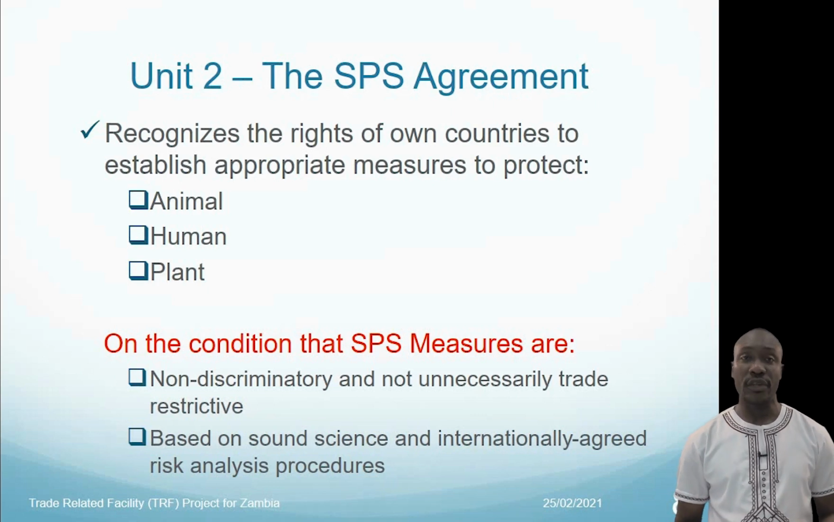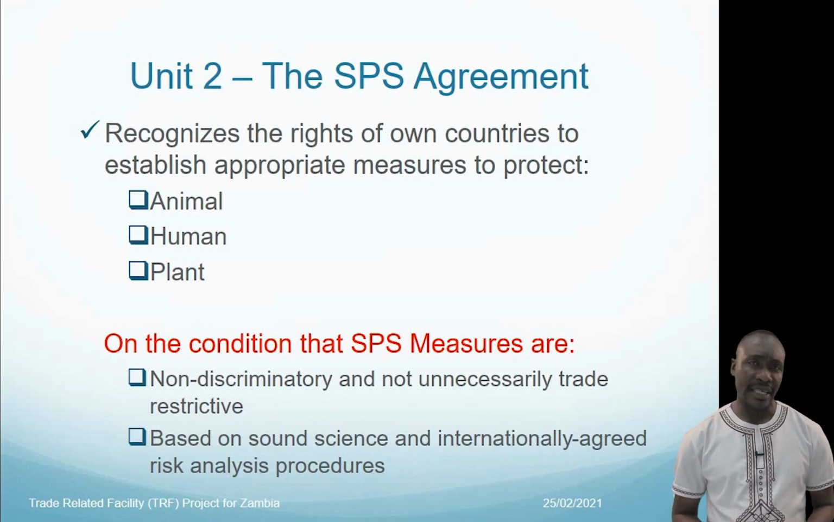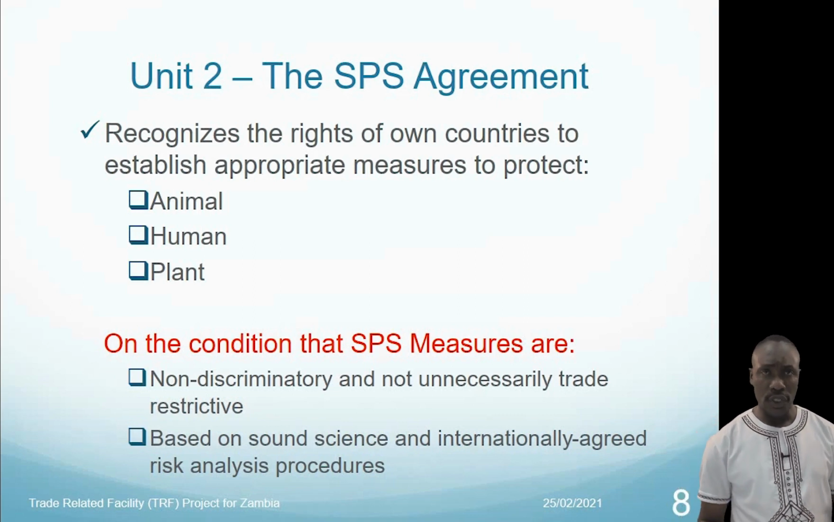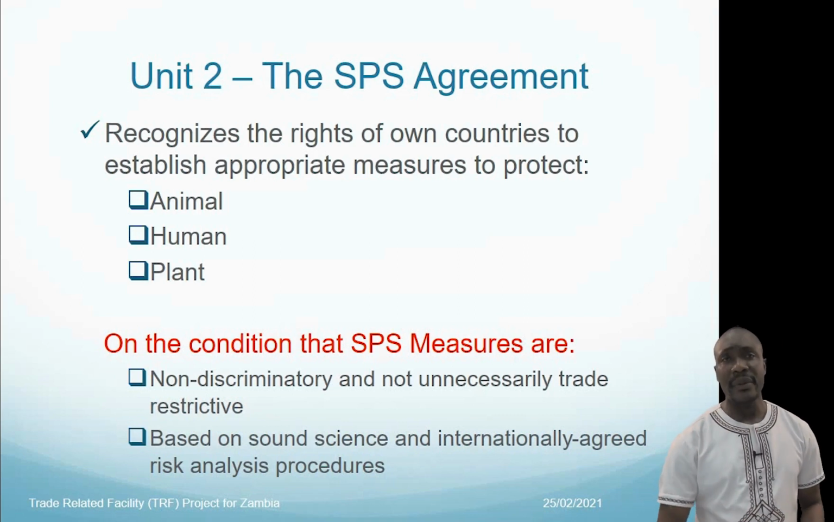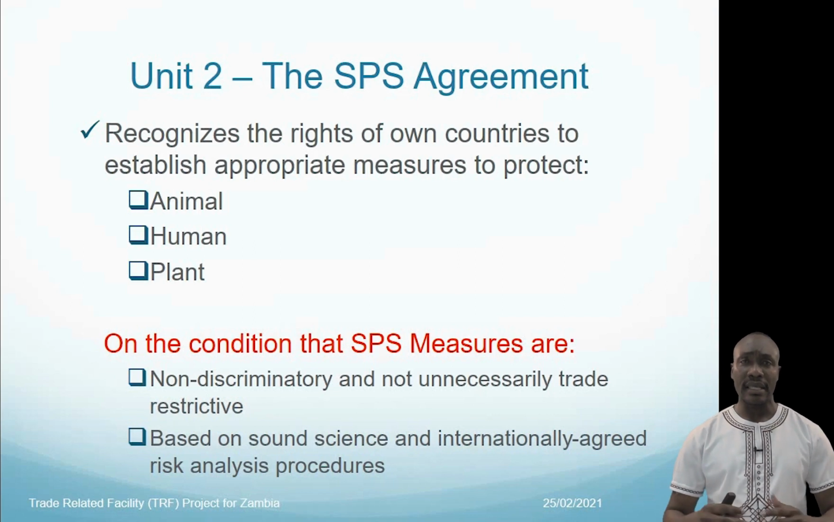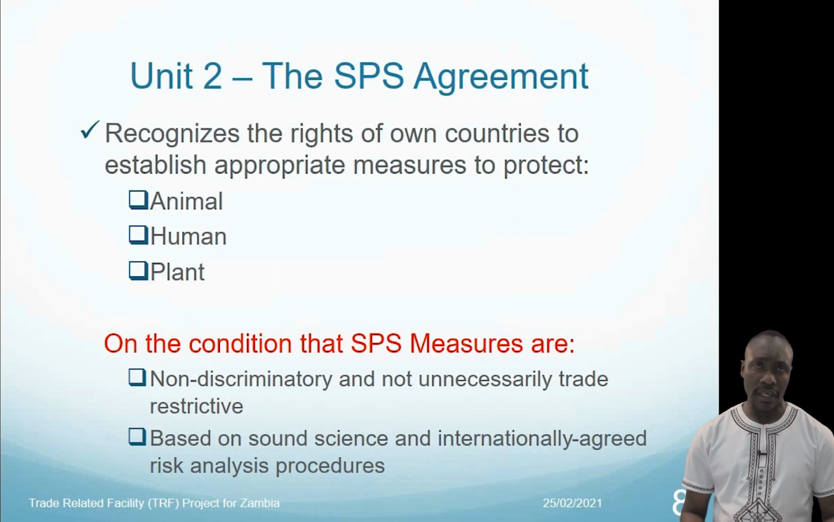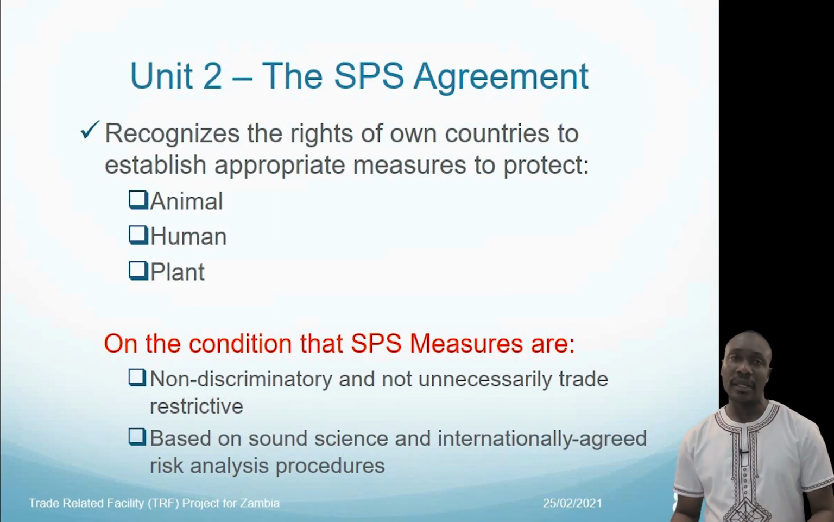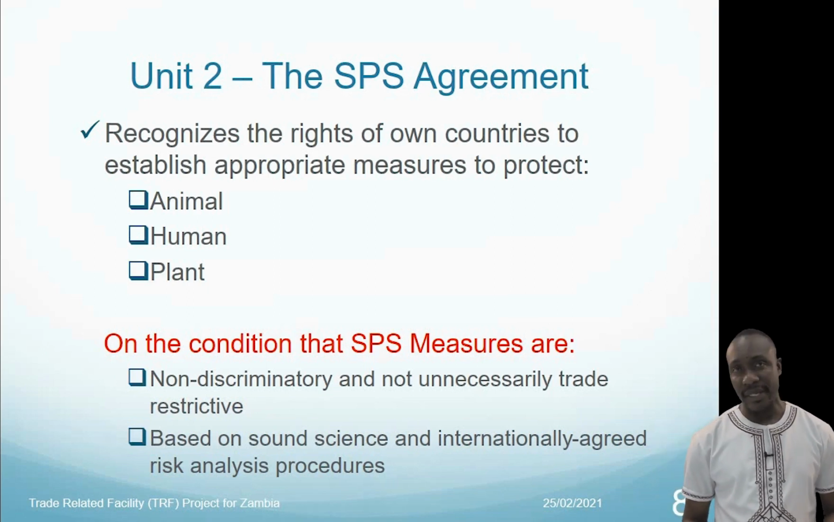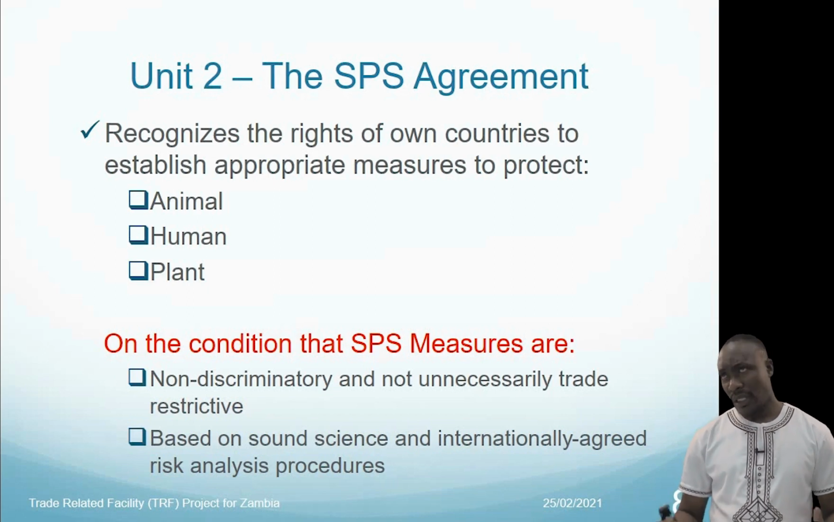Should not be trade restrictive. They should be based on sound science and internationally agreed risk assessment procedures. In the absence of this condition, concerns may be raised to say, I think the application of SPS measures is not being done in good faith by country A, and that can be a concern raised by country B. Okay, so we look at it from this scenario.